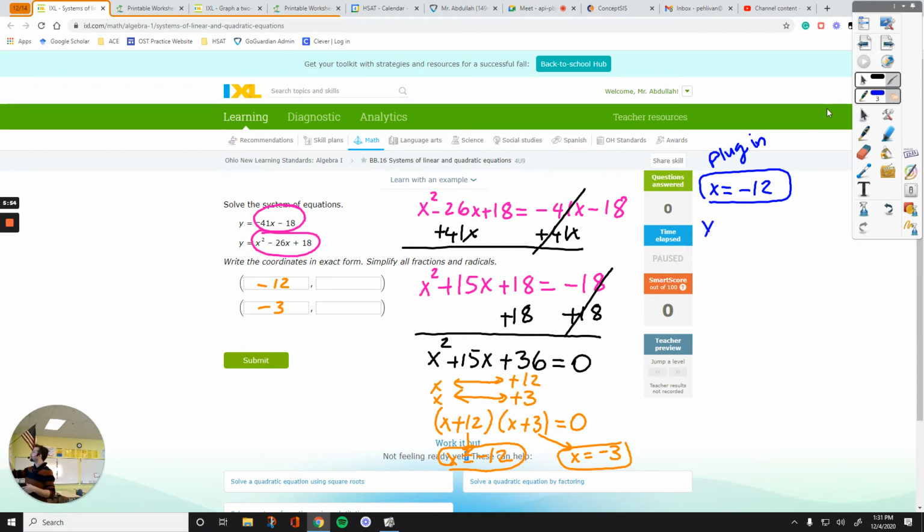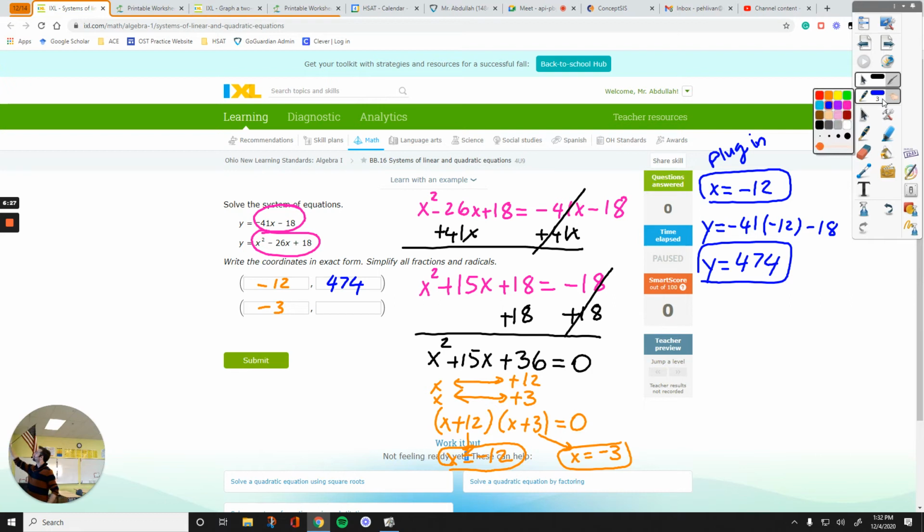So y equals, I'm going to rewrite the first equation, -41 times -12 minus 18. I'm glad that I just grabbed the calculator. I didn't plan it. Okay, times -12, multiply those numbers and then subtract 18. It equals 474. So if I plug in -12, the value is going to be 474.